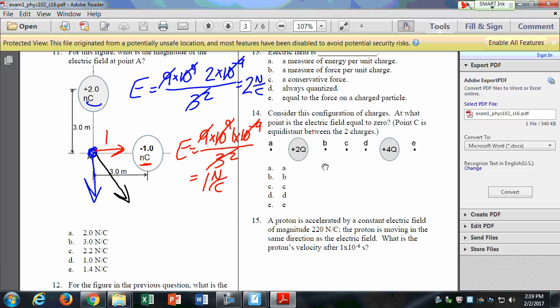So I know this is 1. I know this has a magnitude of 2. And so to figure out the resultant, I say the square root of 1 squared plus 2 squared, the square root of 5, which is what? 2.2.